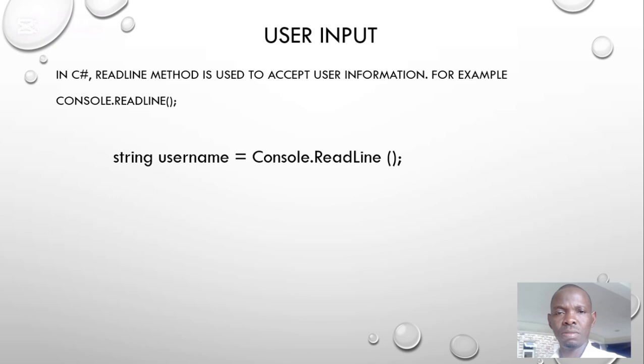Then user input. For us to be able to accept or take information from the user, we make use of the ReadLine method or the ReadKey method. These two methods accept user information. An example here is the Console.ReadLine method. We can see a line of statement here, and this is how to read a line of statement.